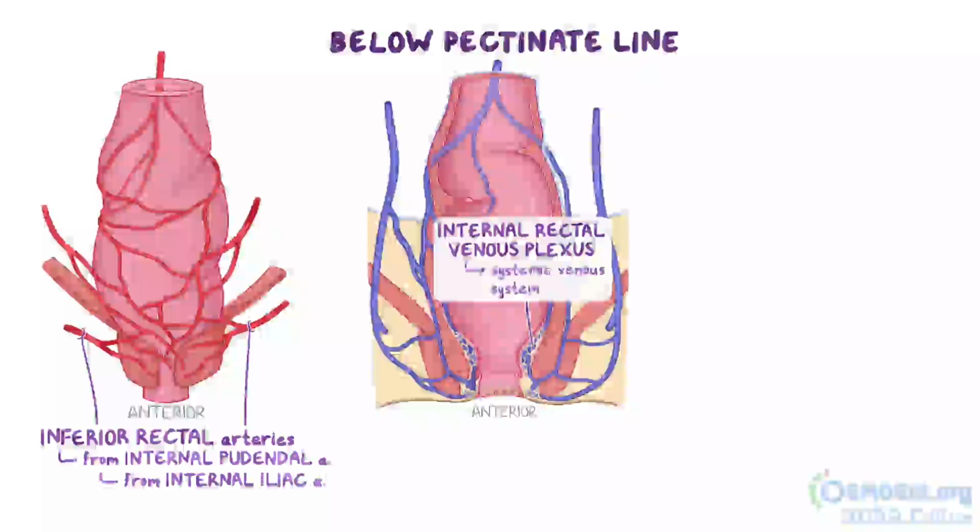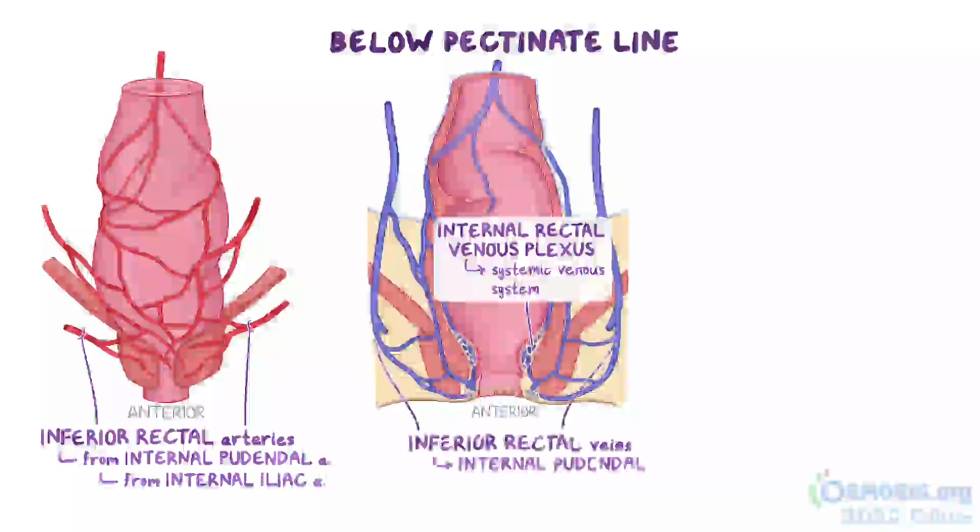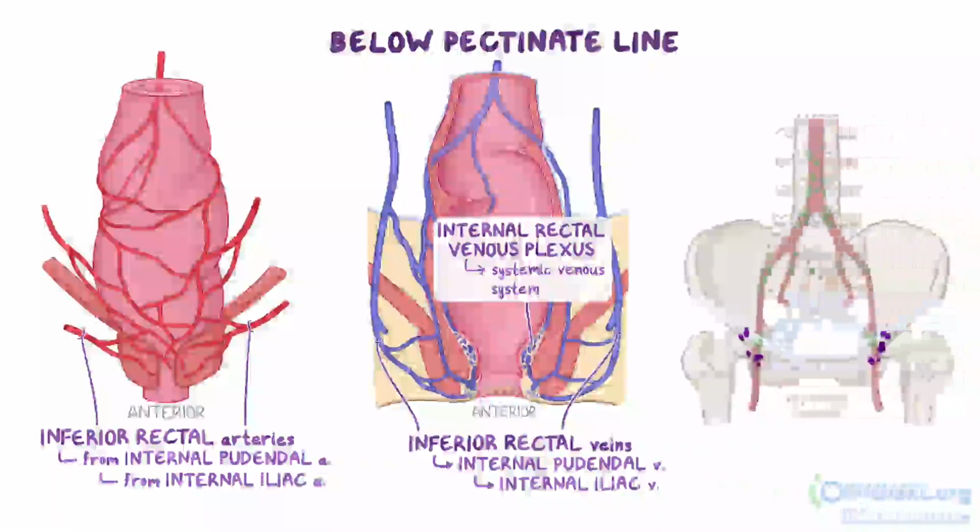The internal venous plexus below the pectinate line drains into the inferior rectal veins, and then to the internal pudendal vein, and then into the internal iliac vein. The lymphatic vessels below the pectinate line drain to the superficial inguinal lymph nodes.